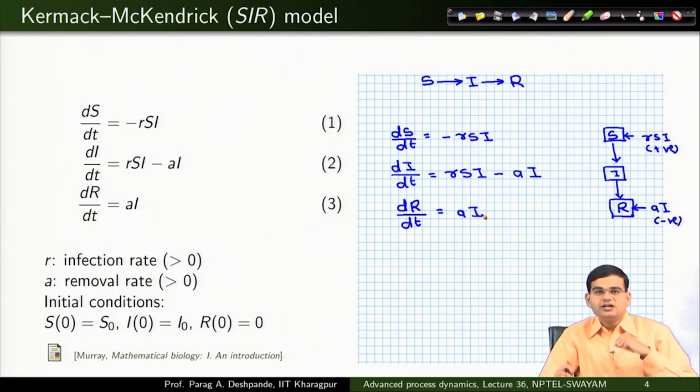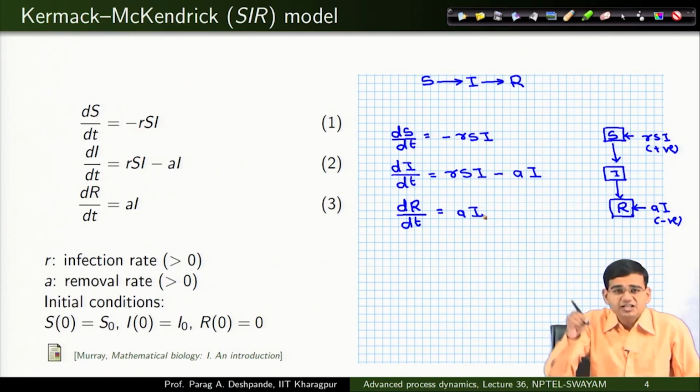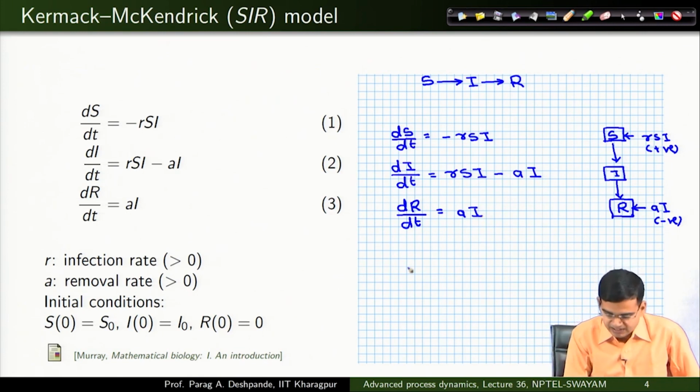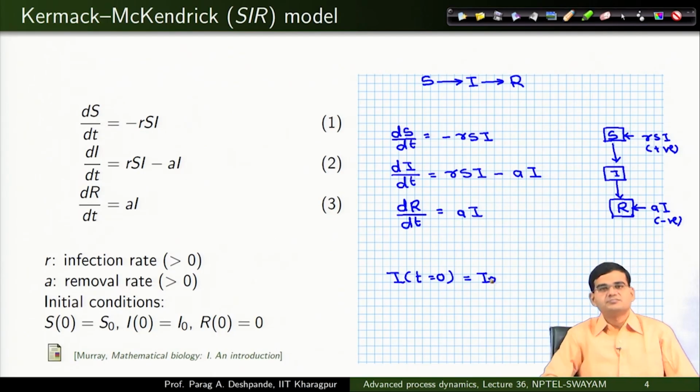Now, there is no reason for having exactly one person introduced in the population. So, if the initial number of infected members introduced to the population is I 0, then at time t equal to 0, I will have I 0: the initial number of members which had infection and were introduced to the population.